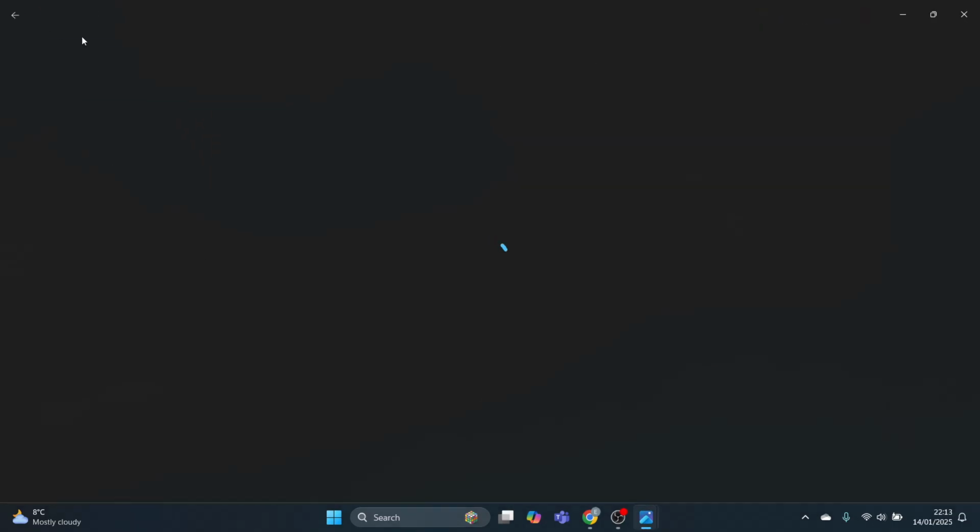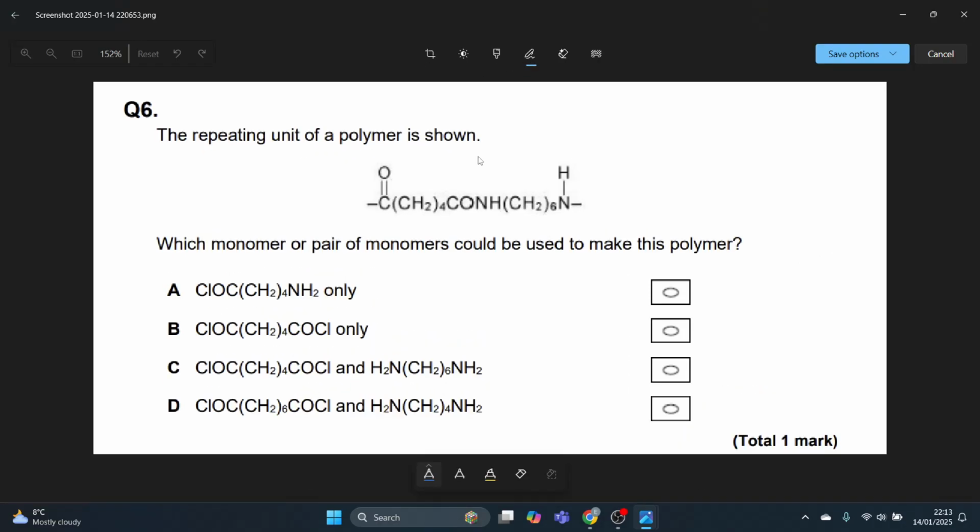Question 6. The repeating unit of a polymer is shown. Which monomer or pair of monomers could be used to make this polymer? So I've got that and I've got that. So what I'm looking for is not just this. No, it's not going to be A or B. I'm looking for exactly C or D. And C and D are very similar, aren't they?